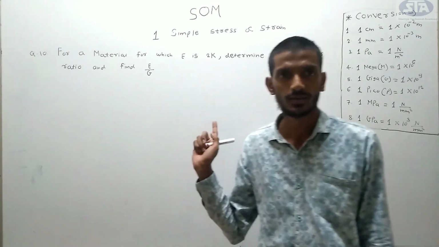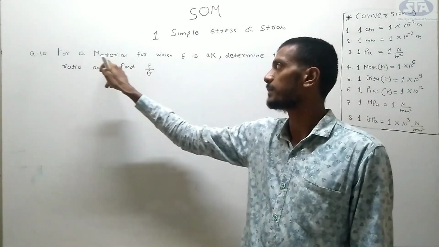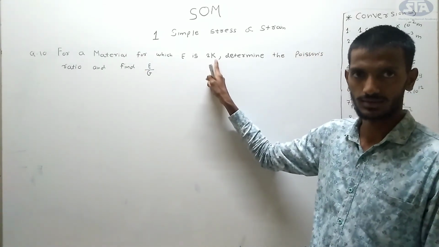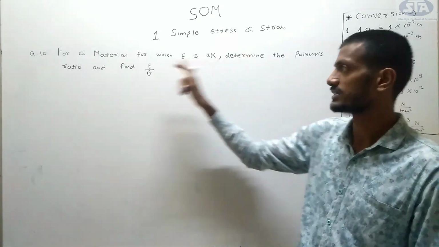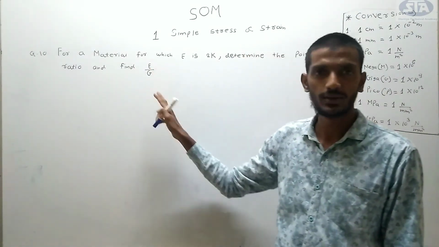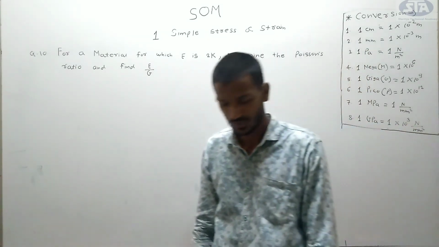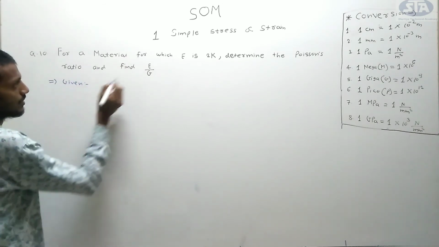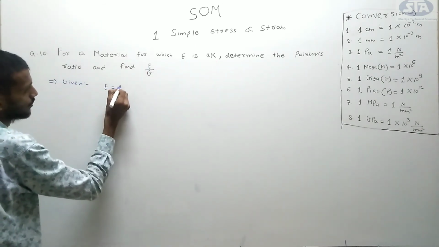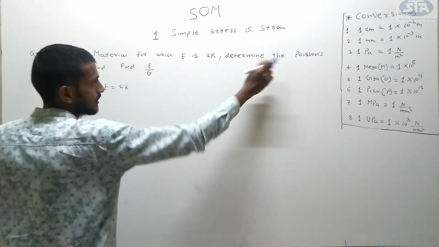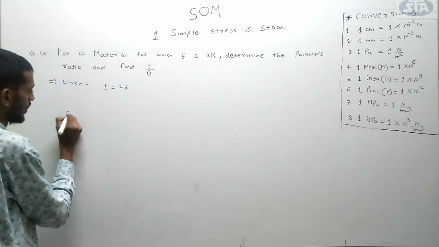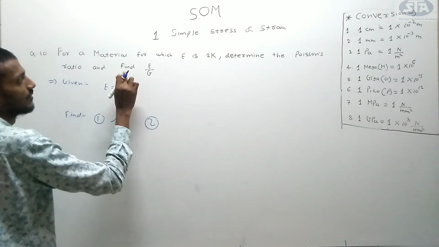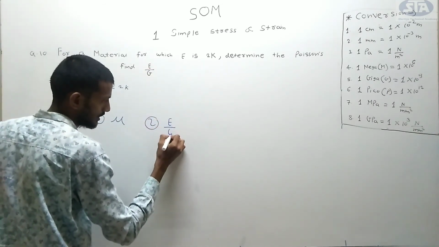Now question number 10 we have to solve. For a material for which the modulus of elasticity is 2 times K, that is the bulk modulus, determine the Poisson's ratio and find the ratio capital E divided by small g. So the given data is capital E is equal to 2K. We have to find out Poisson's ratio, denoted by mu, and second, find E by G, that is the E divided by G ratio.